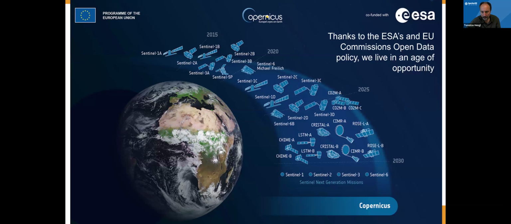So as many of you are probably aware, the European Space Agency and European Union have this program to increase the number of satellites, primarily for Earth observation. And we are now in 2025 here, but there will be more and more satellites. It's almost exponential growth of data. And the good news is that the European Union and European Space Agency are following a policy of open data.